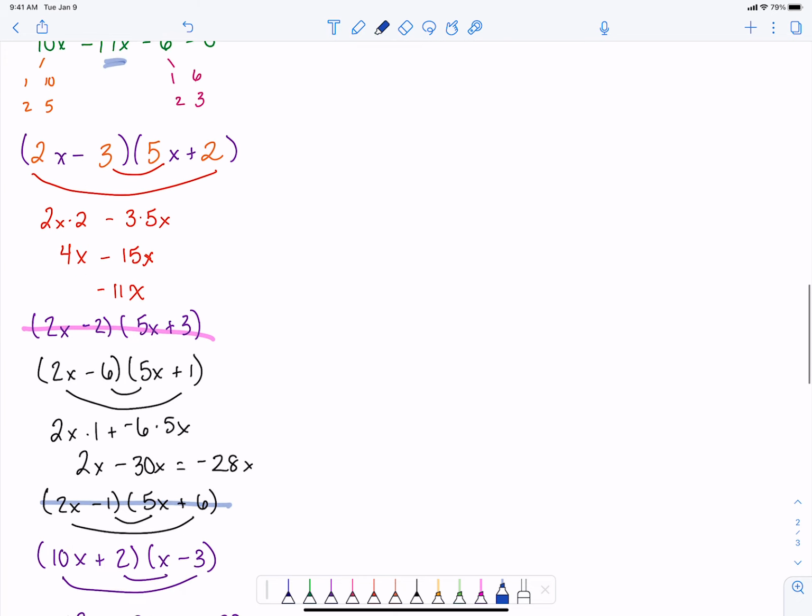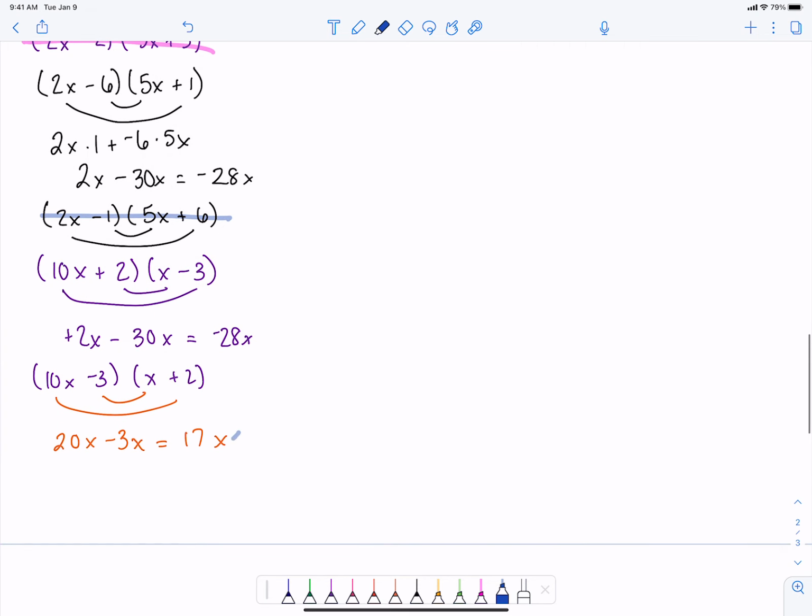So that means we're really close because we got the exact opposite of what we wanted. So all that we have to do is switch where our positive and negative is. We're going to leave the 3 where it is, we're going to leave the 2 where it is, but we're going to flip-flop what's positive and what's negative. Because now when we check that, we're going to get negative 20x plus 3x, and that's going to give us negative 17x. So, all right, we found it finally.